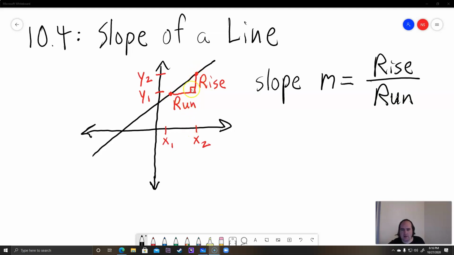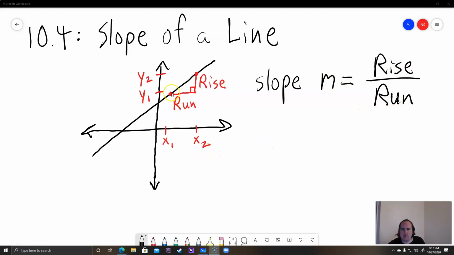But the basic picture is if you draw a right triangle like this, the rise is how much you go up or down, and the run always goes to the right. And the slope, or the steepness of your graph, is m equals the rise over the run.